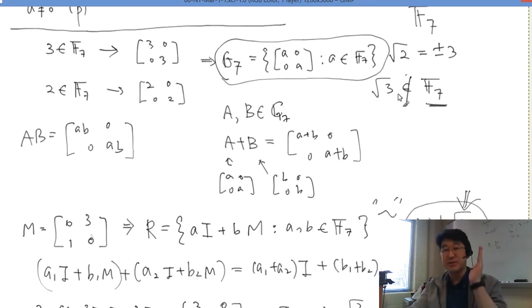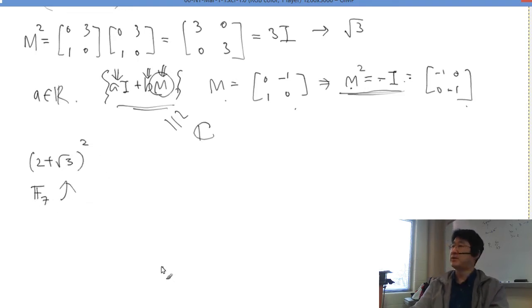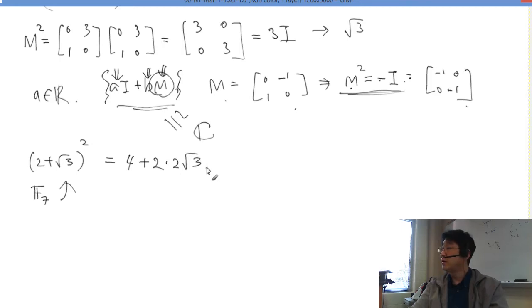I believe that the square root of 3 exists, built on top of the finite field of 7 elements, right? So let's do it. Can you calculate 2 plus square root of 3, squared, in the finite field? You square it, you get 4, correct? So 2 times the square root of 3, plus, what is the square root of 3 squared? That's a 3, right? Correct?